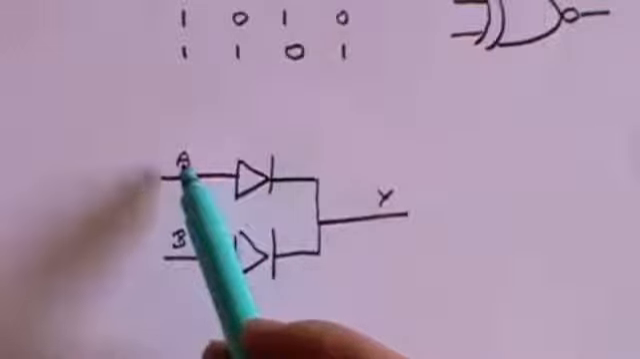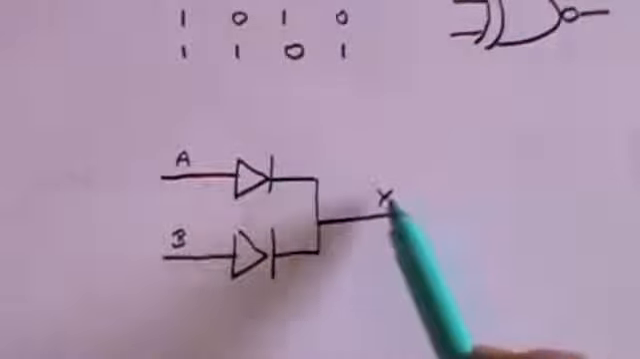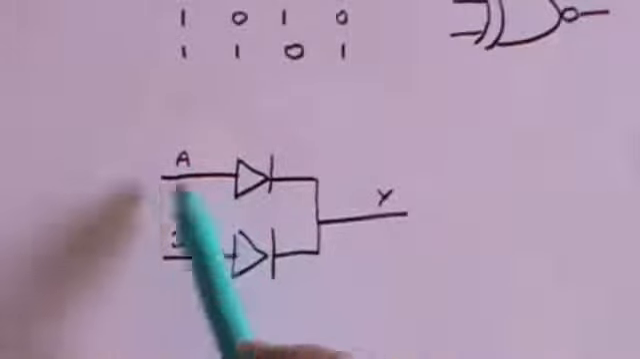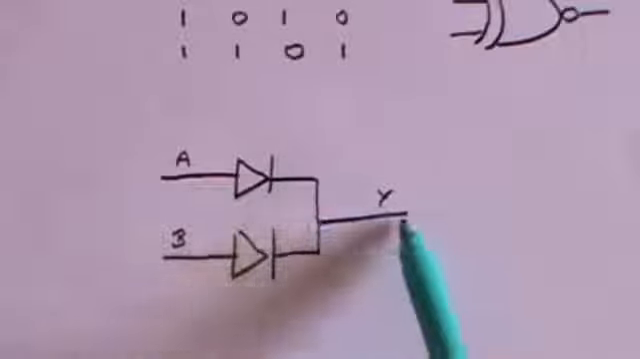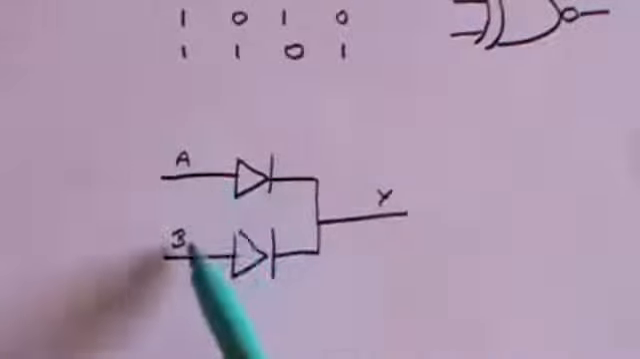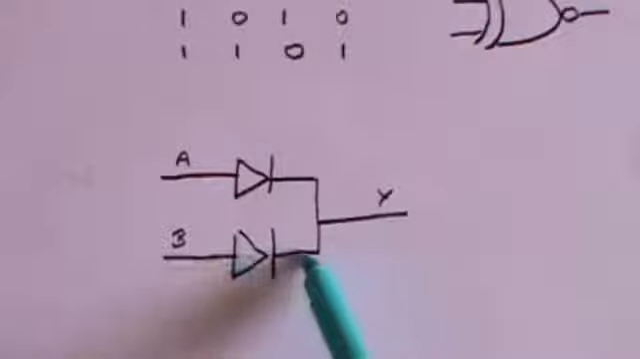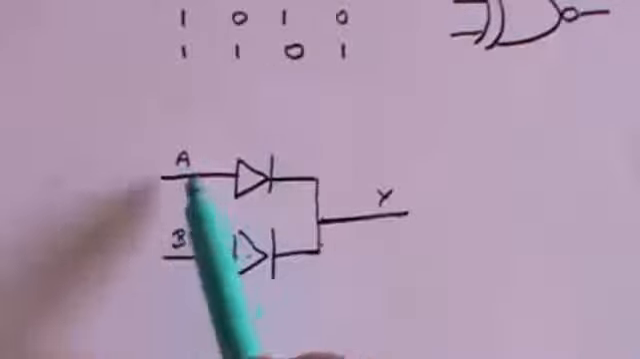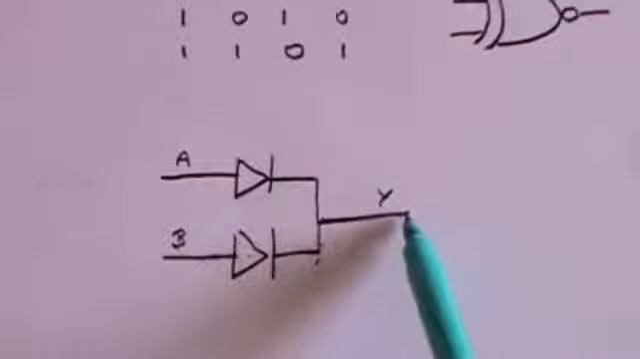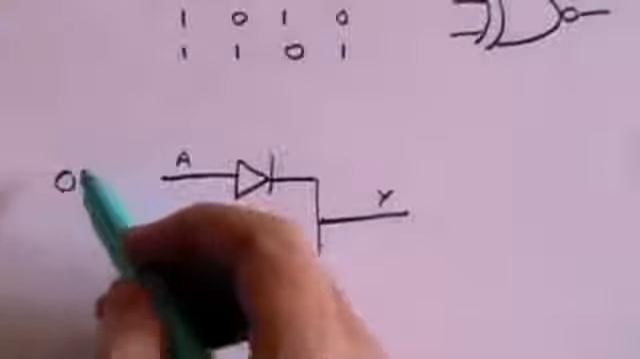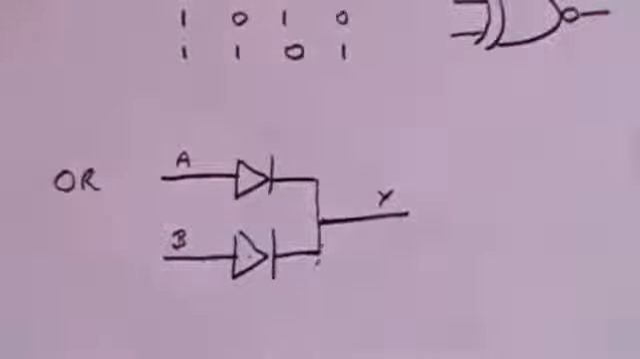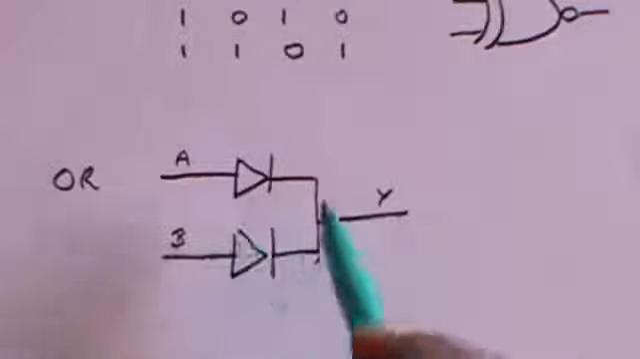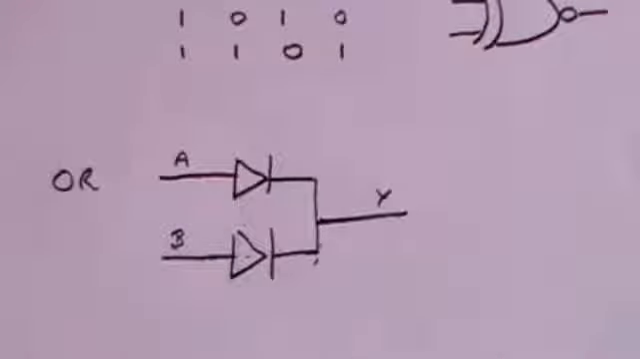If A is 0 and B is 0, the output Y will be 0. But if A is positive and B is 0, then a current will flow through here and you'll get an output. If A is 0 and B is positive, you will get a current flowing through here and Y will be positive. And if both of them are positive voltages, currents will flow and Y will be positive. And that is essentially an OR gate. But that works for OR okay, but you can't use diodes for some of the other gates that we've described. You have to use transistors.